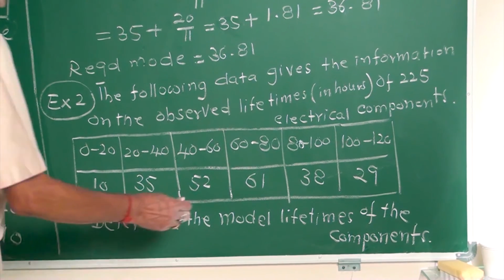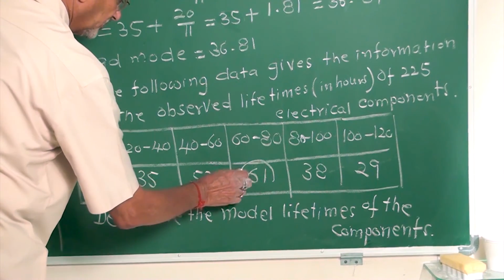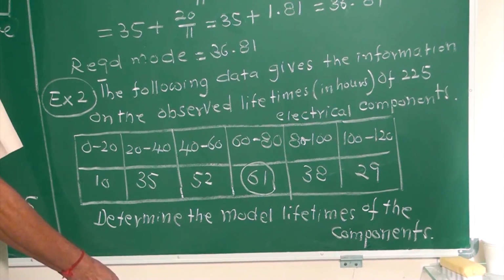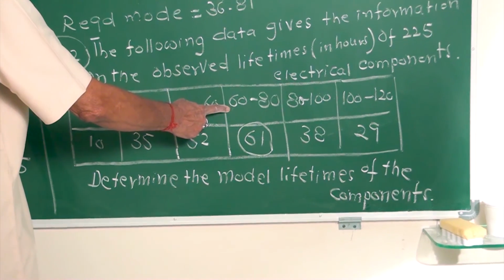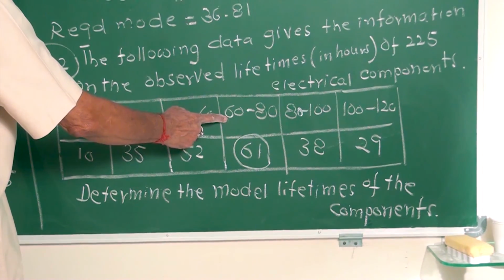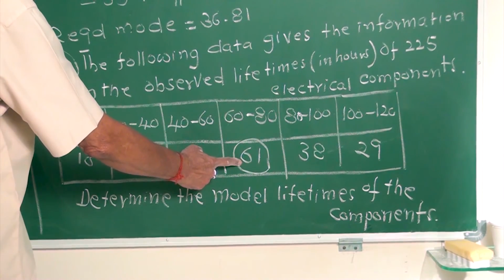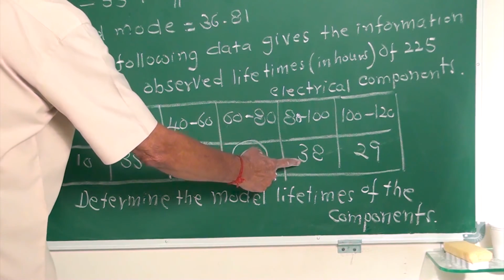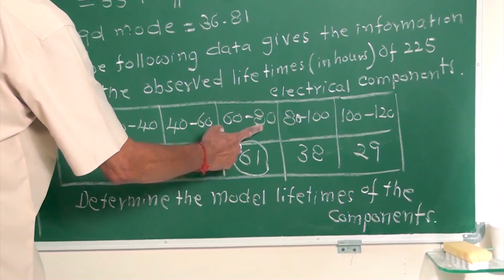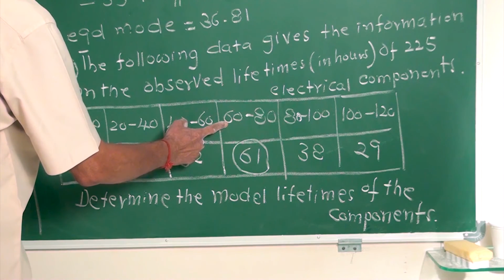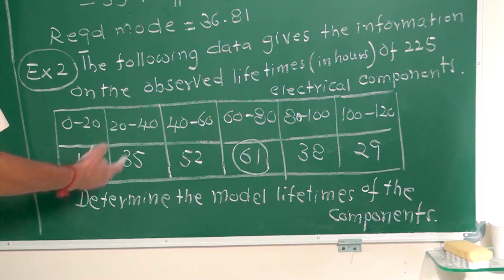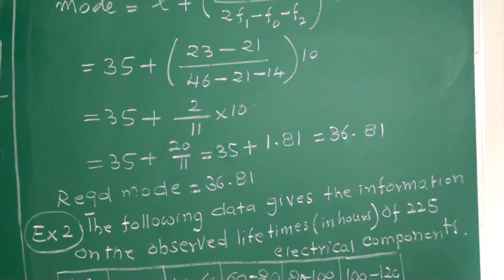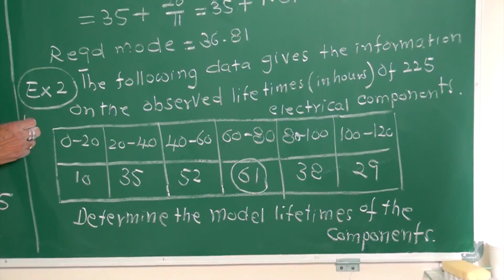Tell me, my friends, what is the maximum frequency? It is 61. Yes, this is the modal class: L is 60, F1 is 61, F0 is 52, F2 is 38, and H is 80 minus 60, which is 20. So all values are available. Substitute in this formula and you get it, my friends. And this we can work at home.